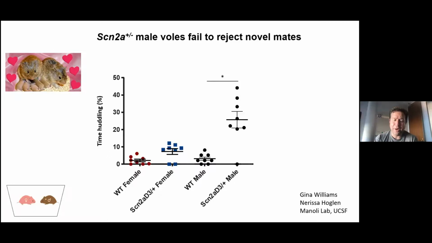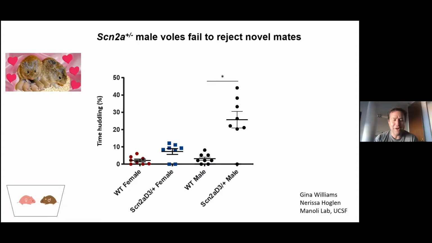The SCN2A heterozygotes, which are called D3/+ here, the males, I always joke that they turn into Republican congressmen from Florida. They're very, very promiscuous. I know that's a terrible joke, but I'm going to say it anyway because there's only 12 of us here and it's not being recorded. It's okay.